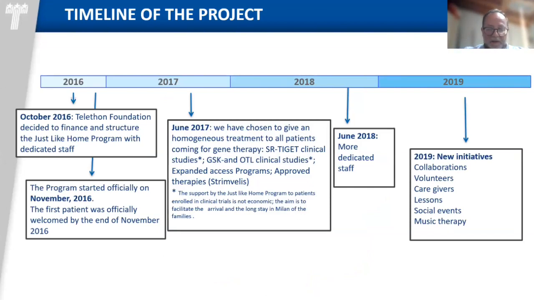And indeed, in 2016, the Just Like Home program started with a first patient supported in November 2016. And the program is still alive with a lot of success. You see that we have managed 148 patients so far. And we keep taking care of our patients because the advanced therapy requires quite a long monitoring in terms of checking safety and efficacy. And so patients keep on coming back to our site to continue these follow-up visits.